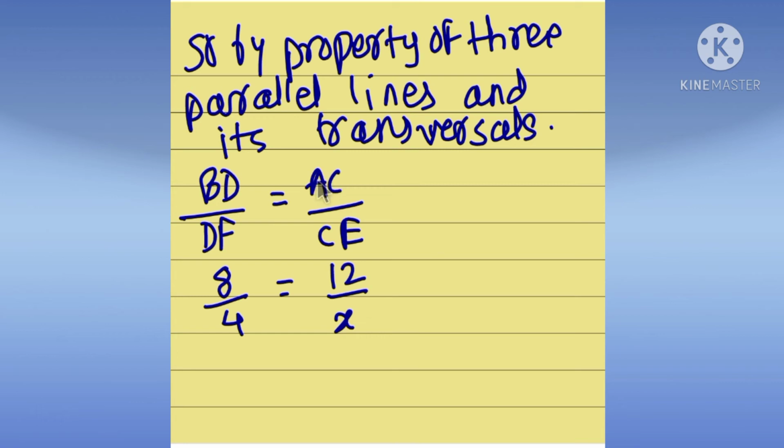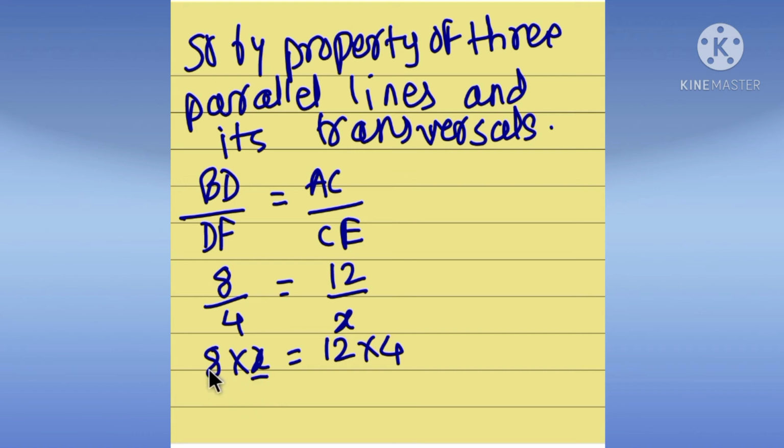Now here we have to do calculations only. How can we proceed? We proceed by doing cross multiplication. If two ratios are equal, that means A upon B is equal to C upon D, then we can do A into D equal to B into C. By using that property, we got 8 into x equal to 12 into 4. So we have to find the value of x.